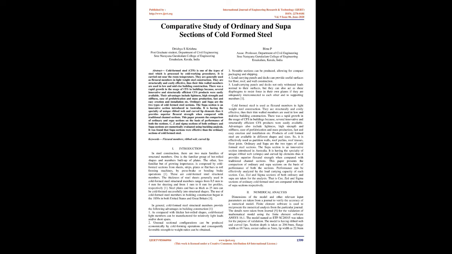1. As compared with thicker hot-rolled shapes, cold-formed light members can be manufactured for relatively light loads and short spans. 2. Unusual sectional configurations can be produced economically by cold forming operations and consequently favorable strength-to-weight ratios can be obtained.